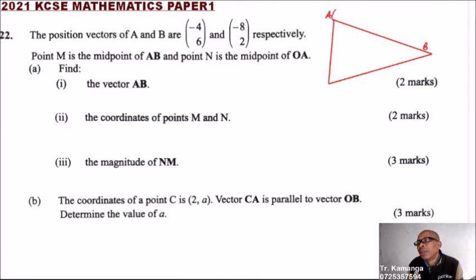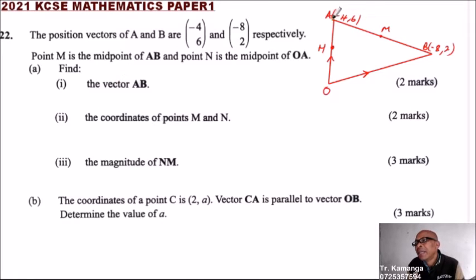The coordinates of A are (-4, 6) from the position vector here, and the coordinates of B are (-8, 2). This is the origin, so that is the direction of that vector. M is a point here, the midpoint of AB, and N is the midpoint of OA, so we have our N there. So that is the information that we have been given here.